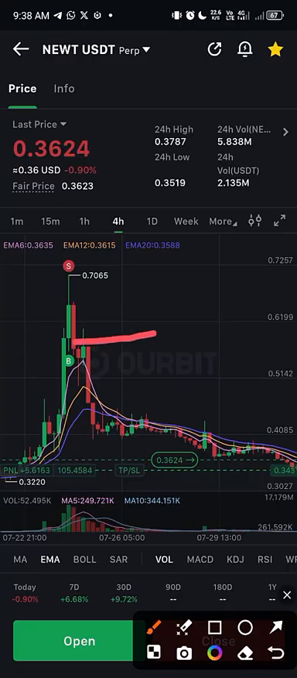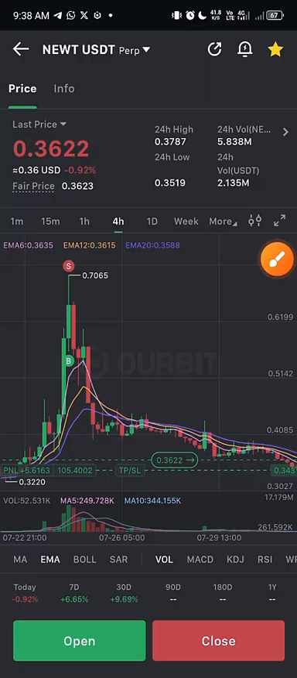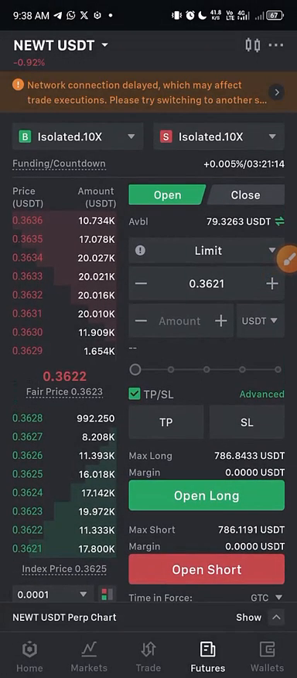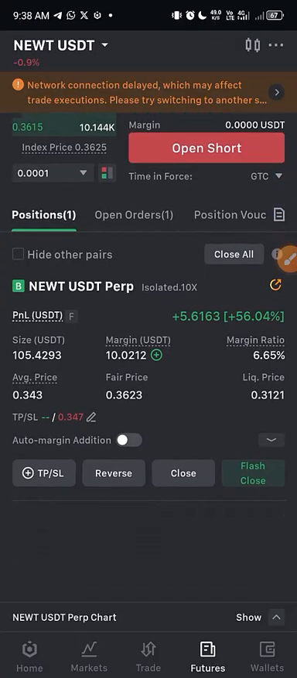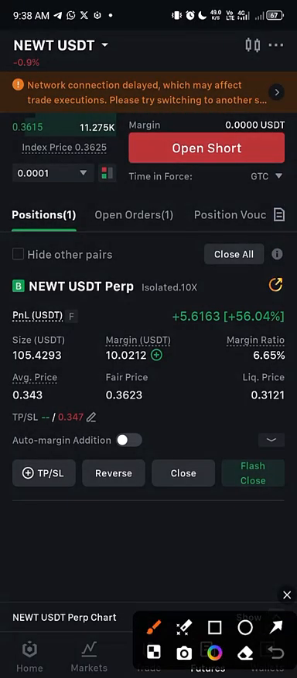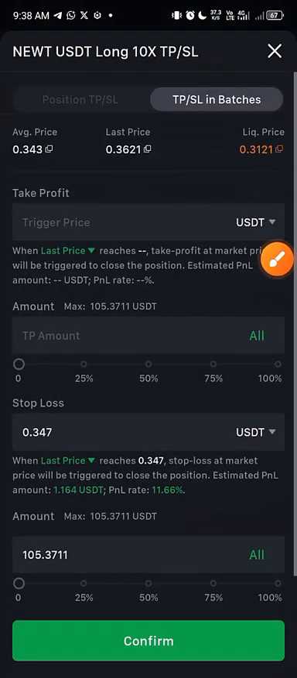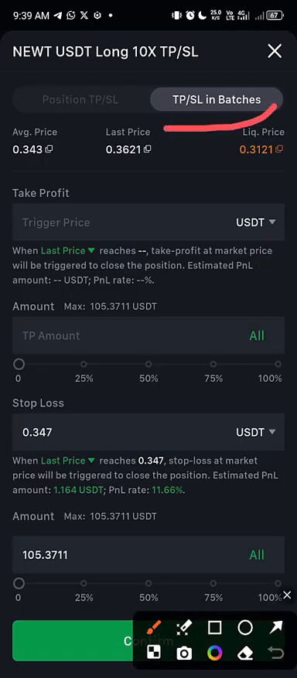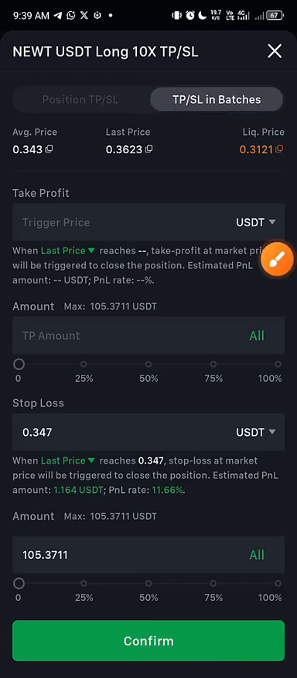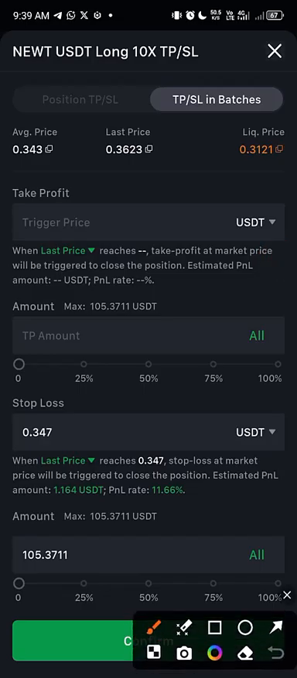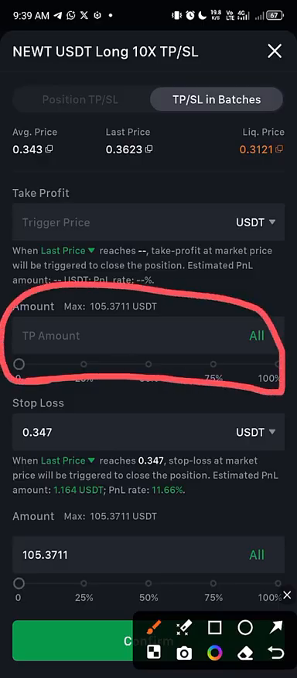Now that I've known the levels, I will come to my trade again and go over to the TP side. See, this is the TP right here. First of all, I will click on this TP, on the pen icon again. Now once I click on the pen icon, you can see here that it says TP and SL in batch. That is the one you're choosing, not this other one, position TP and SL. So choose that one. Now once you choose it, you can see that it's saying TP amount. So what you do, you look at this place as well.